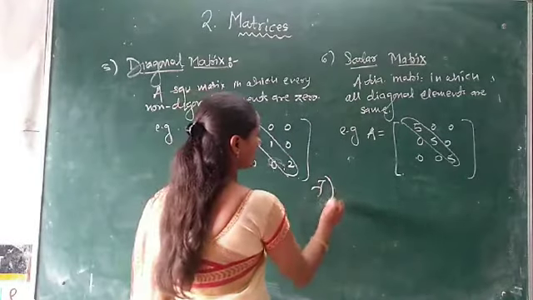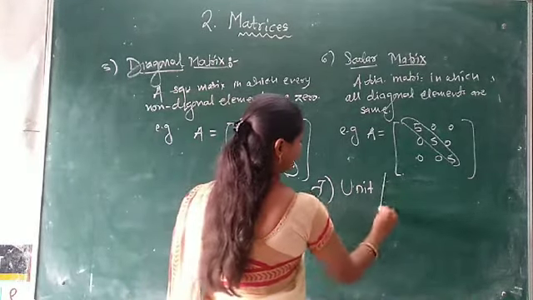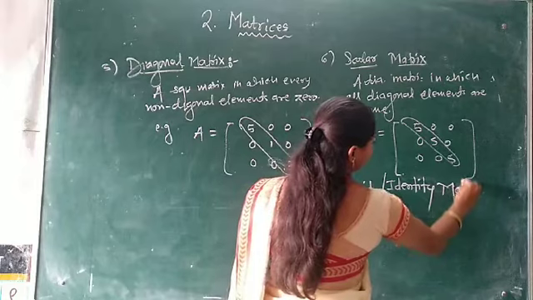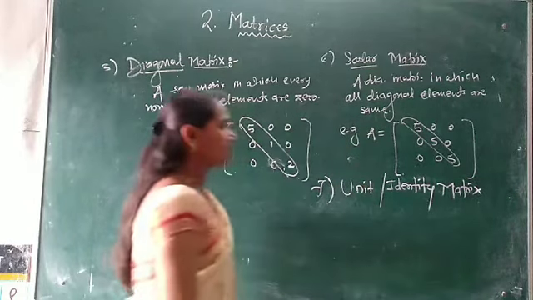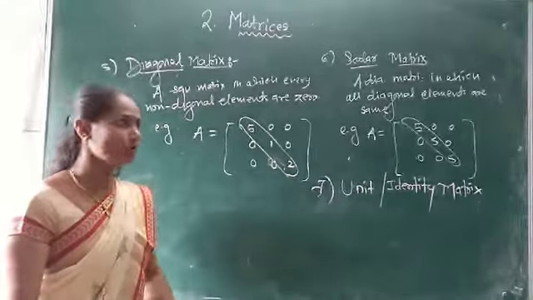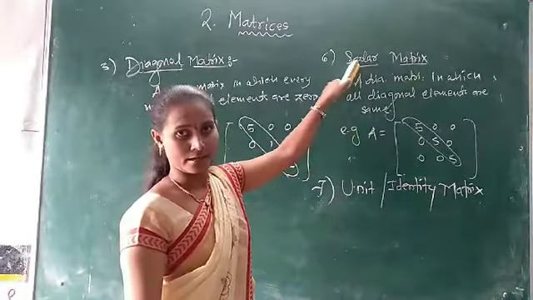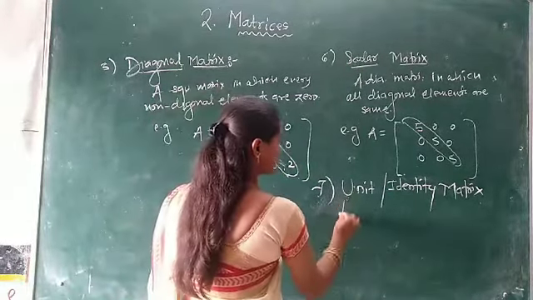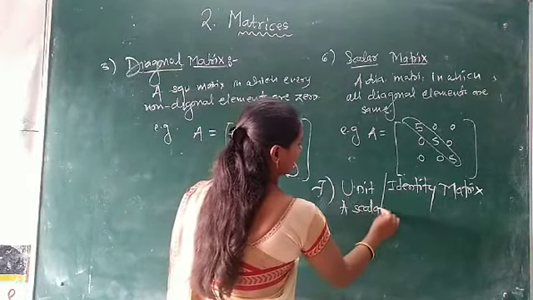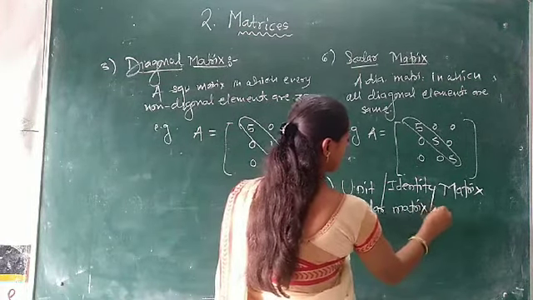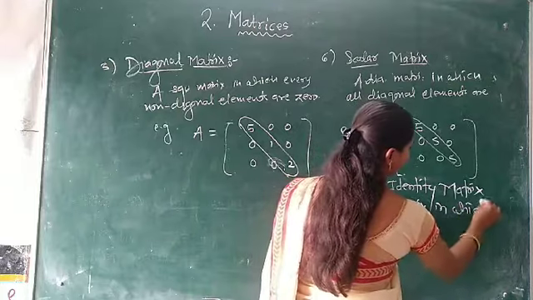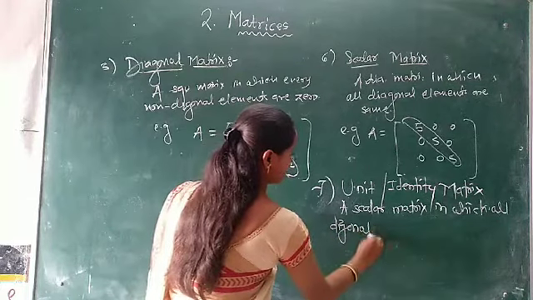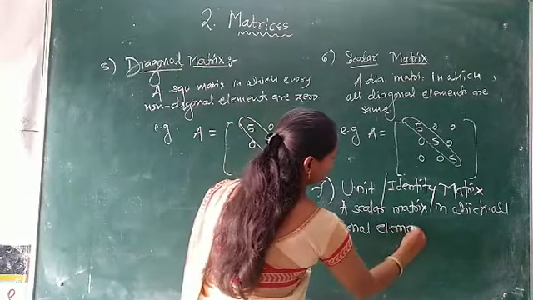Now the next matrix is a unit matrix, also called an identity matrix, which is a very important matrix in our whole chapter. Unit matrix or identity matrix. A unit matrix is a scalar matrix in which all diagonal elements are 1.